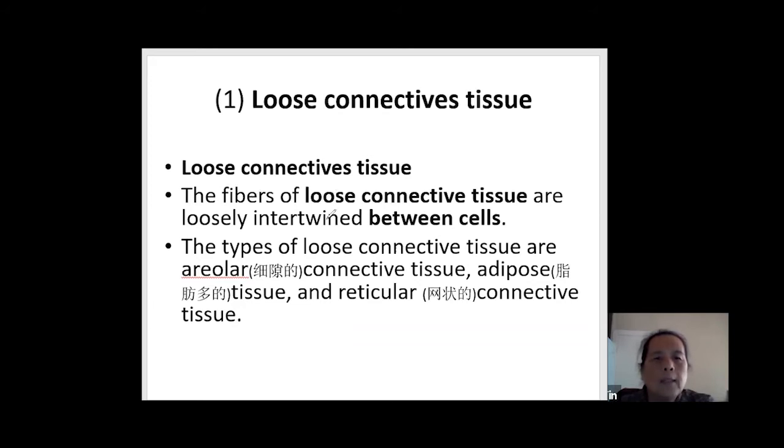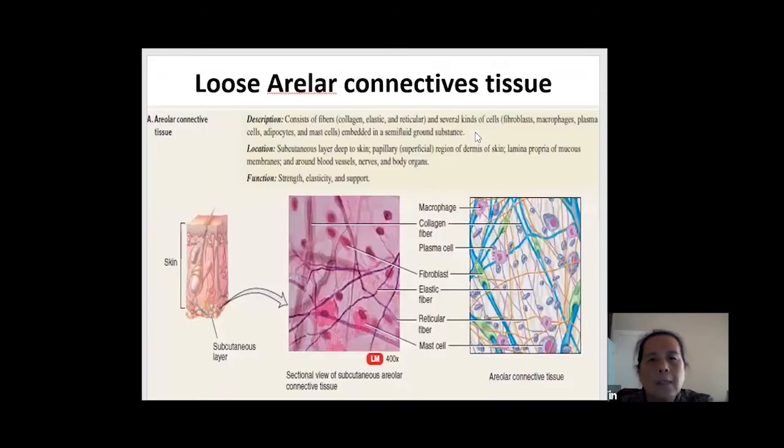Loose connective tissue, because the fibers in there are not that many, we say it's loose between the cells. That's why it's named so. So with loose connective tissue, we can think of less cells, more fibers. Here is some example.